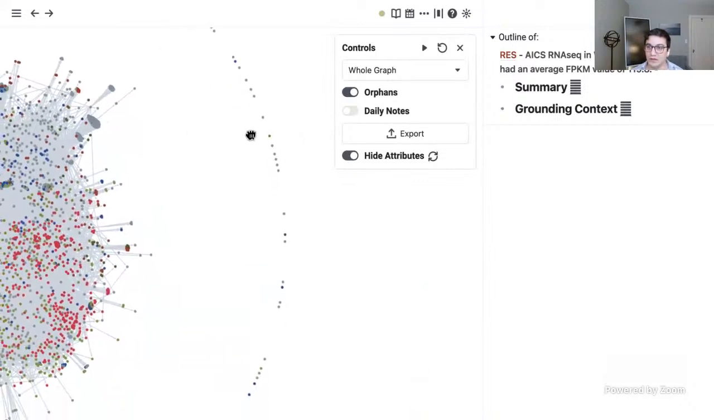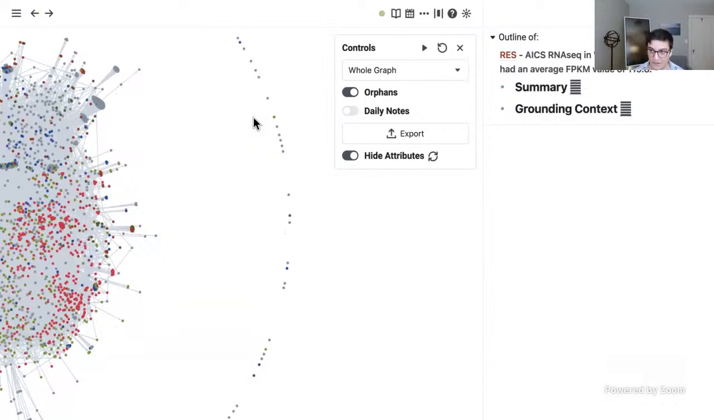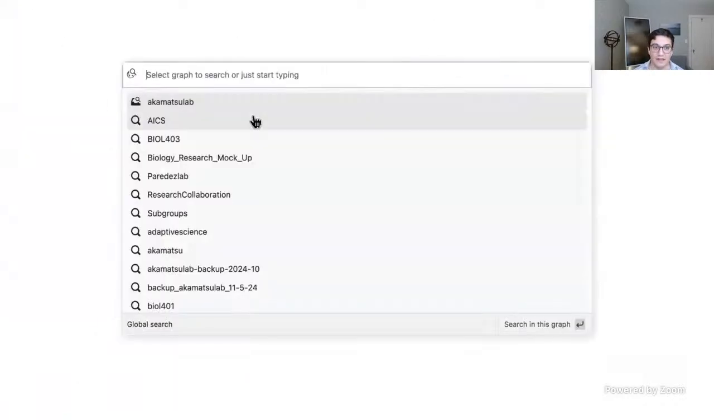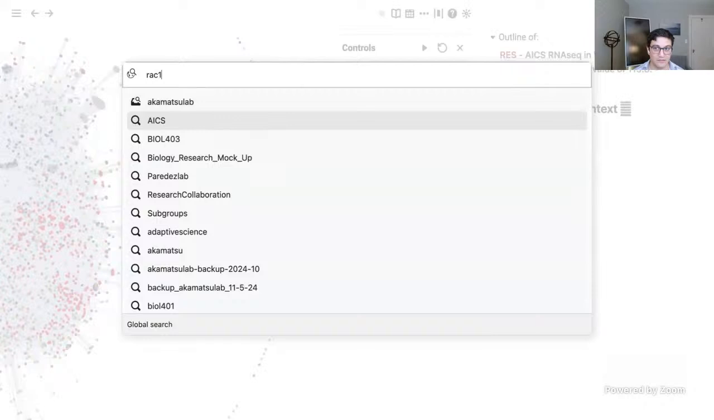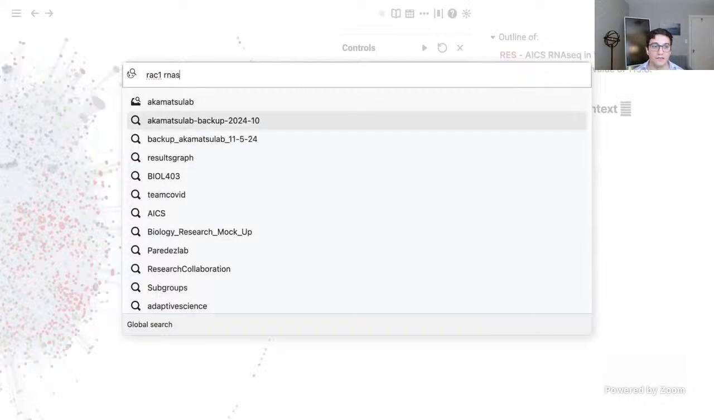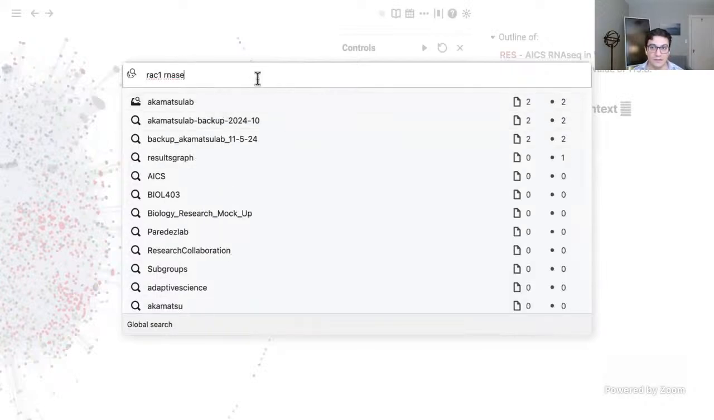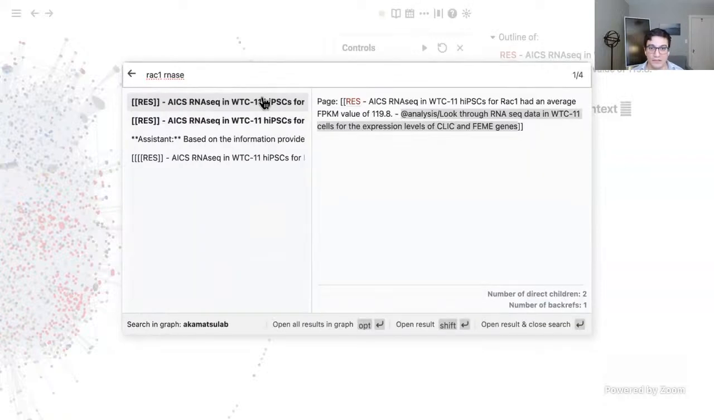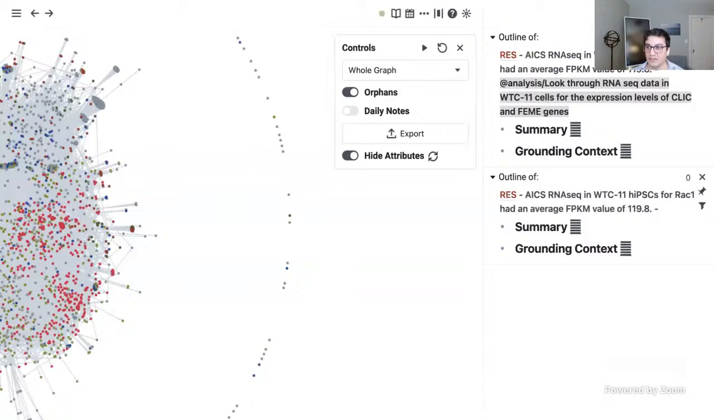So I wonder for that particular result if there is an analogous one that exists now. So let's look at rack1 RNA seq. And it looks like there's one that doesn't have any back references, and there's one that does, that we would go back and merge ourselves. Very cool. And then this one actually is connected in.